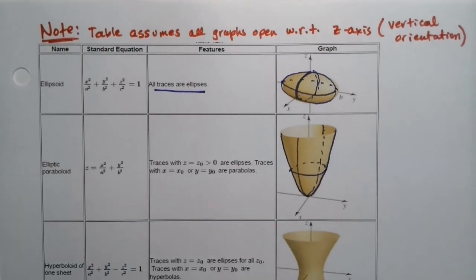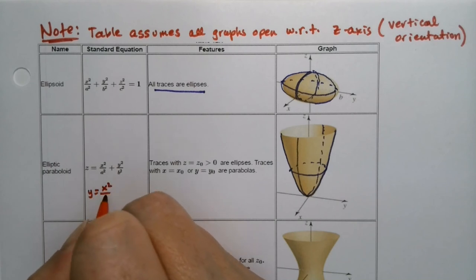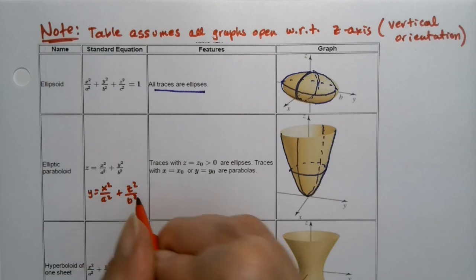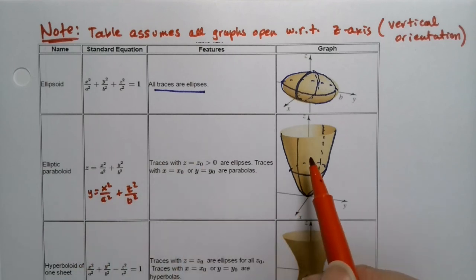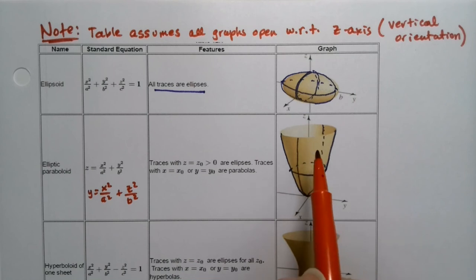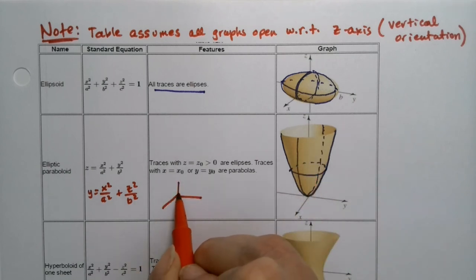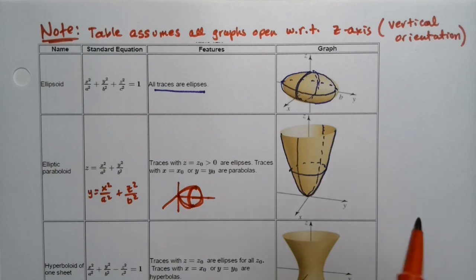Now, let me give you another example down here. If I had y equals x squared over a squared plus z squared over b squared, that would have the paraboloid go a different direction, right? So instead of opening in the z, it would open in the y. It would go like this. I have to draw this very carefully, right? It'd go that way. So you'd have this shape and you'd have this opening in that direction. It'd be taking this and tilting it, right?